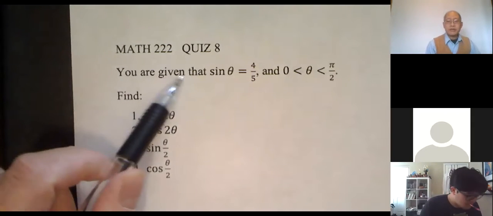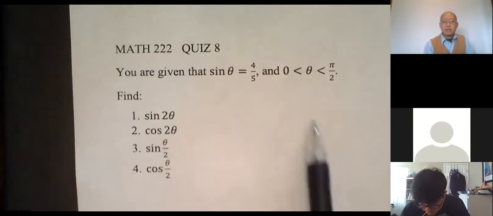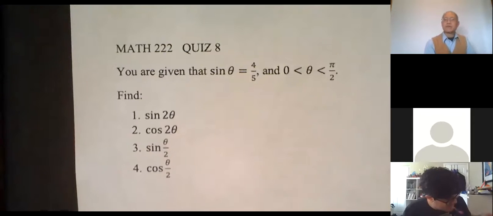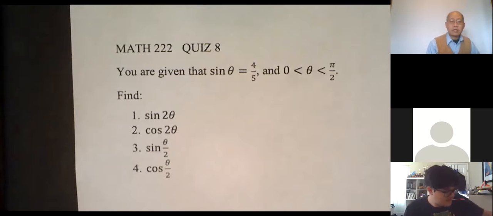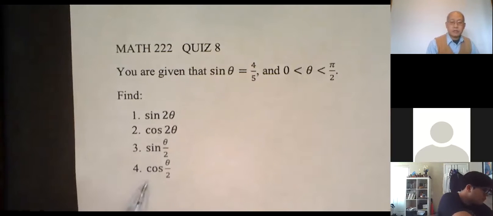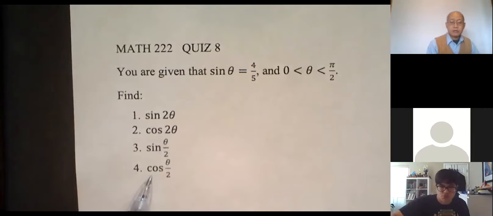You're given sine of theta is 4/5. Theta is between 0 and pi over 2. That's nice. So find each of these: sine of 2 theta, cosine of 2 theta, sine of theta over 2, cosine of theta over 2. There are formulas for each of these. Use the formulas the right way.